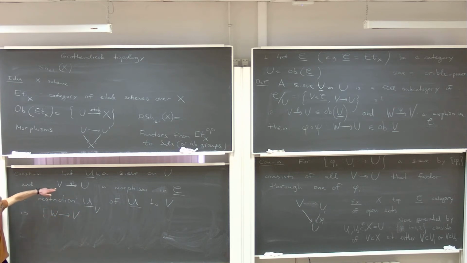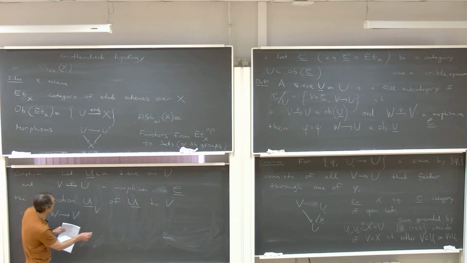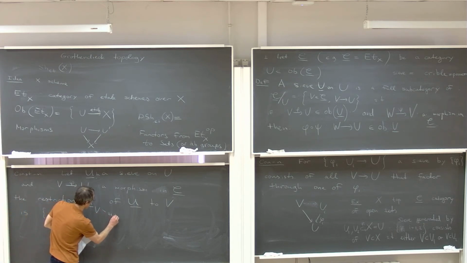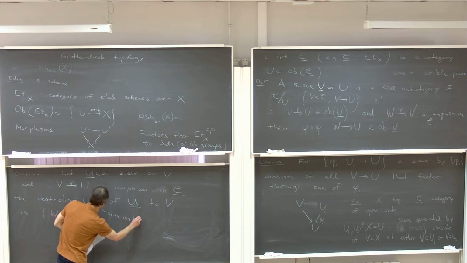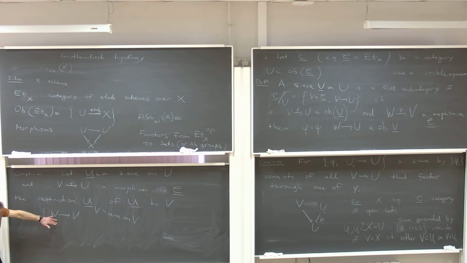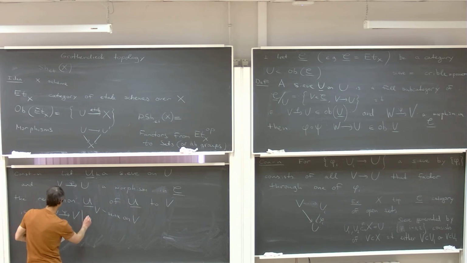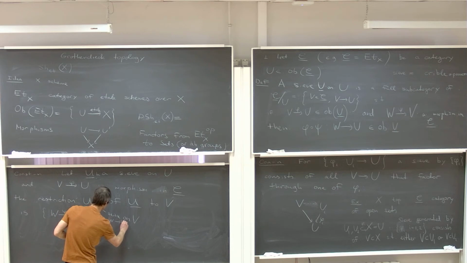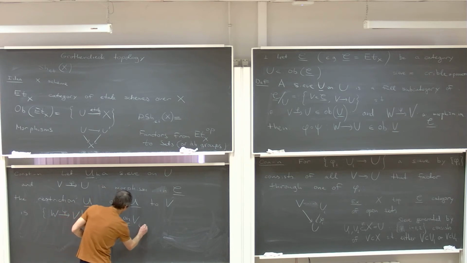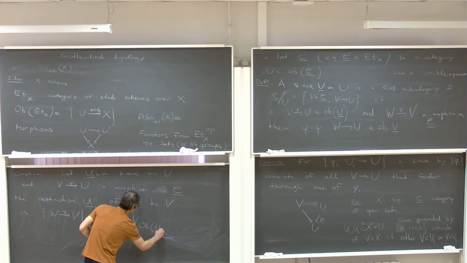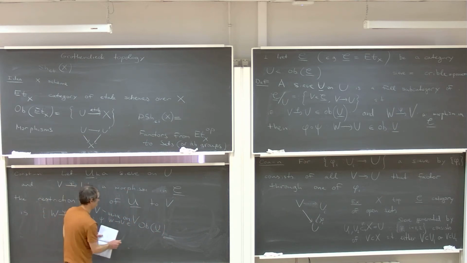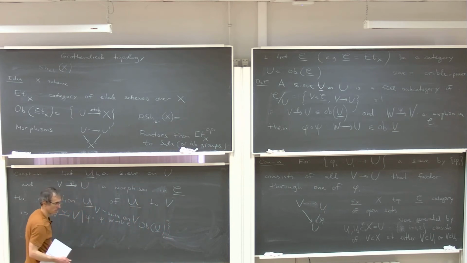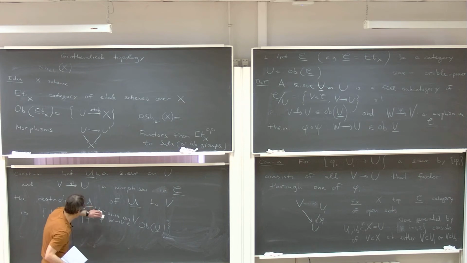I want to define a sieve on V. It consists of all morphisms psi from W to V such that the composition psi composed with phi, which is a morphism from W to U, is in the objects of the sieve on U. Okay, I don't like it, it's hard to read.